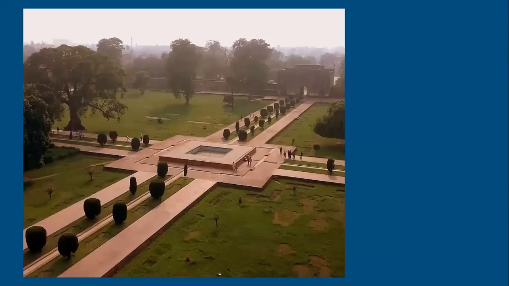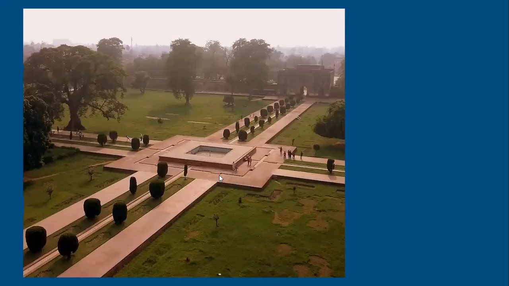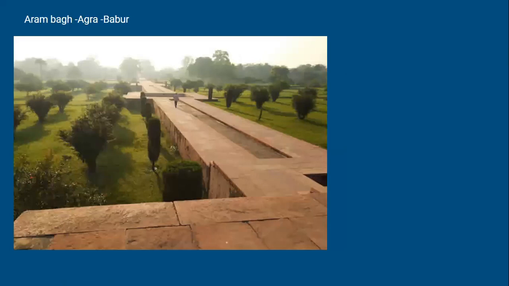Now, what are the examples of these gardens? So this is the broad plan, exactly जो यहाँ पे है, उसका ही exact representation है. In the center, there is a square-like structure, and वहाँ से the compartments emerge, and the entire garden is divided into 4 parts. Now let us try to understand the examples of these gardens. ये है आराम बाग. This is at Agra, and this was built by Babur. So Babur से शुरुआत होती है, the founder of the Mughal Empire. He built Aram Bagh. It's in Agra, Uttar Pradesh.